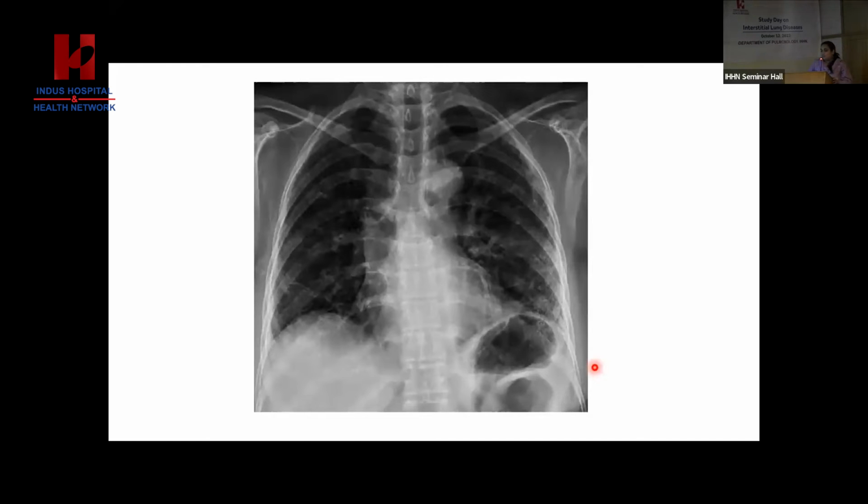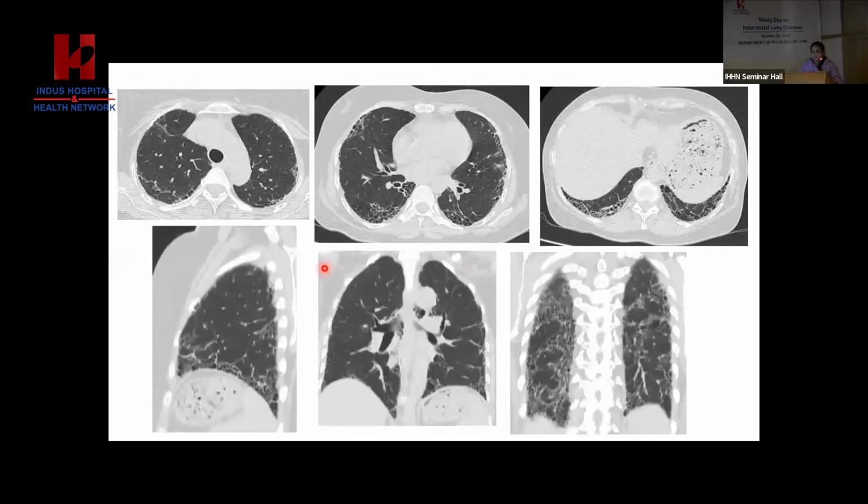So a chest X-ray was done. Right. So there are bilateral infiltrates. They're more marked in the subpleural region on the left. However, you also see a lot of reticular shadowing on the right. So once again, this patient underwent an HRCT. And would anyone describe this now?